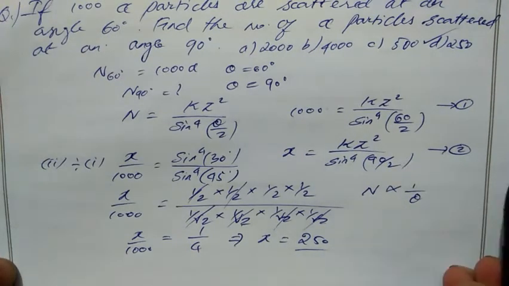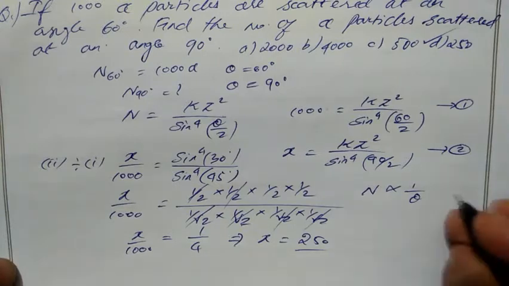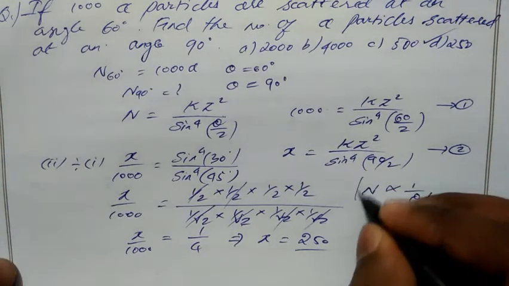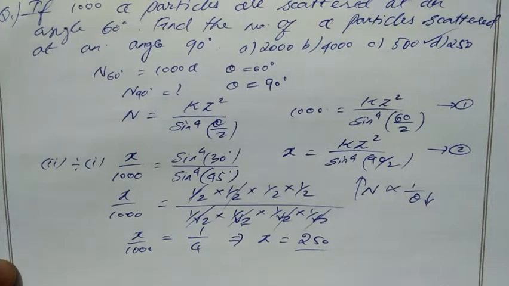If the angle is 0, then nearly 99.86% goes in a straight line. So if the angle is 0, which means angle is very less, then total number of alpha particles will be more. Clear?